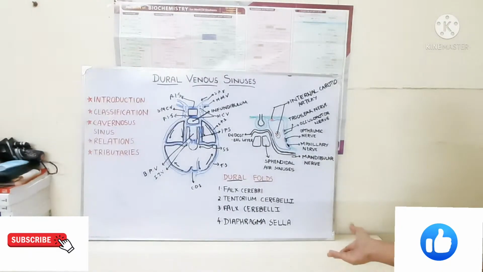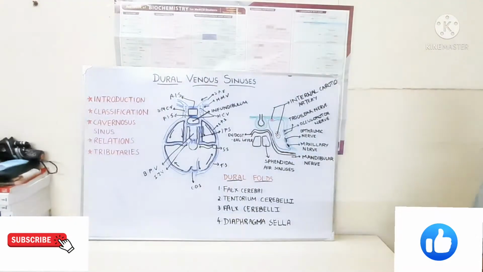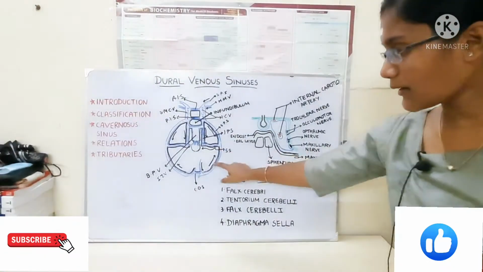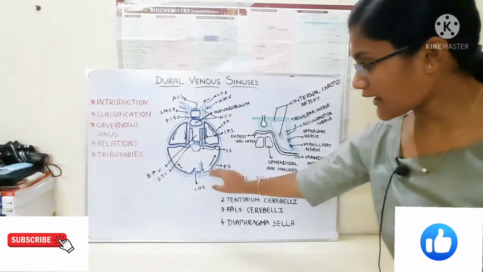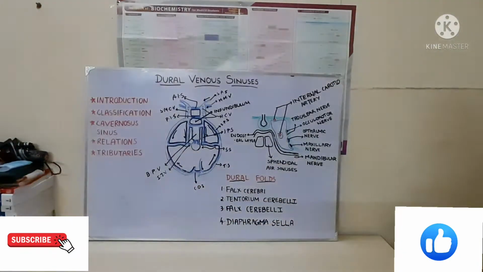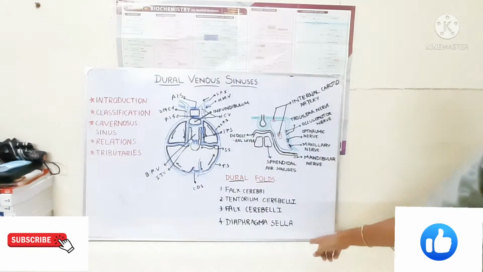Then going to tentorium cerebelli, it is a tent-shaped dural fold which separates the occipital lobes of the cerebrum from the cerebellum, and on either side of the tentorium cerebelli, the transverse sinus is present. So the tentorium cerebelli is somewhere over here, and the transverse sinus is present on either side of it. Then falx cerebelli is also a sickle shaped fold which goes to the posterior intercerebellar notch. And the last one is the diaphragma sella.